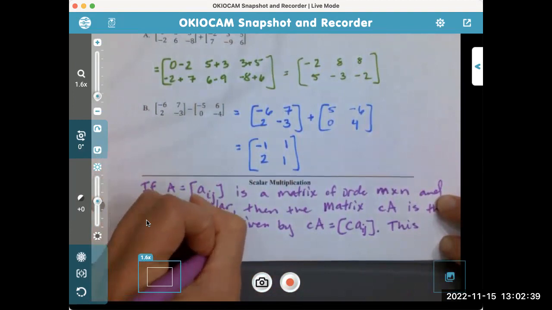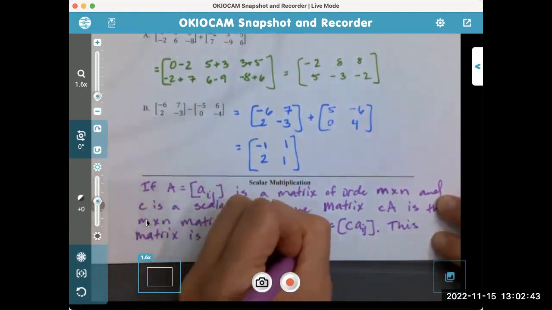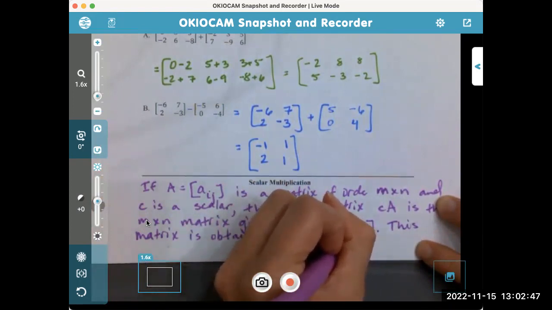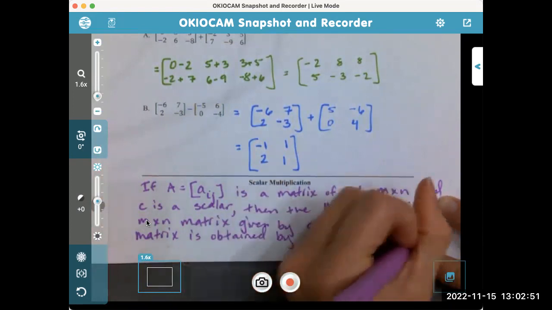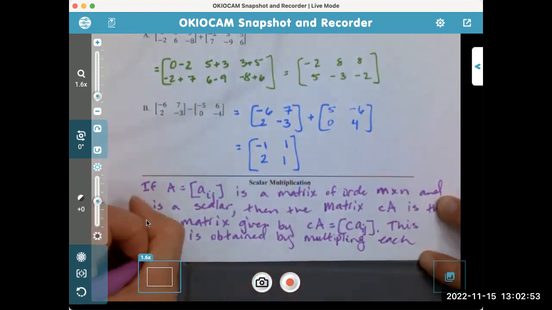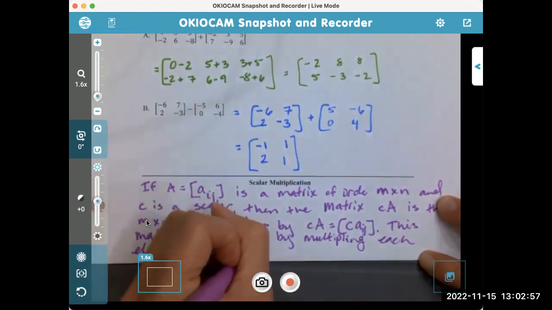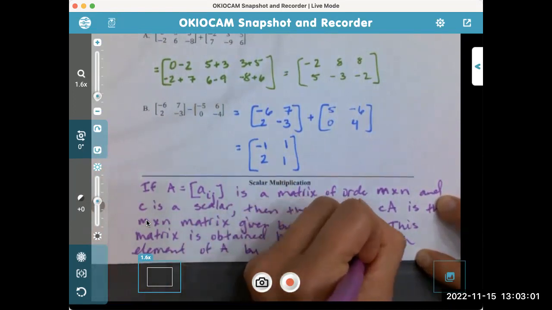All right, so this matrix is obtained by multiplying each element of A by the real number.